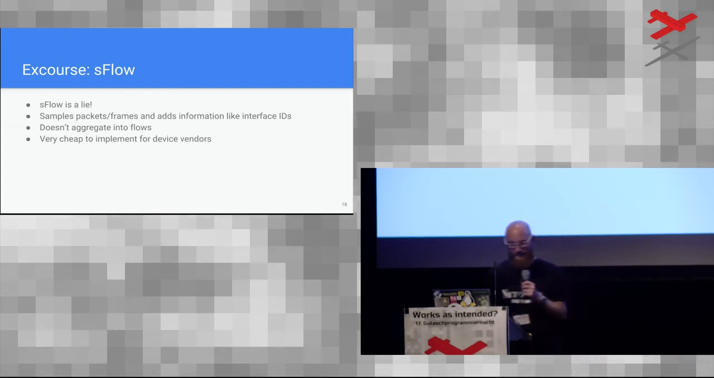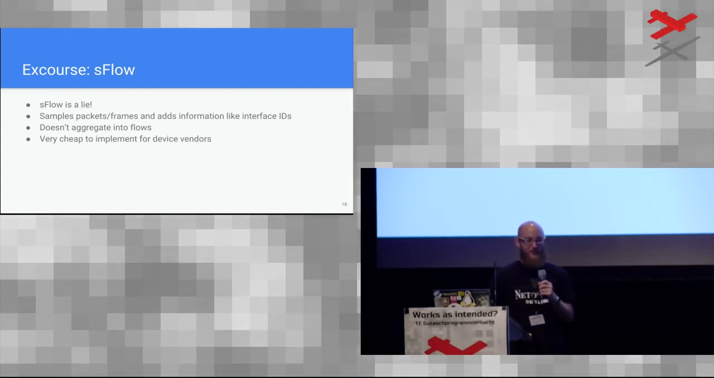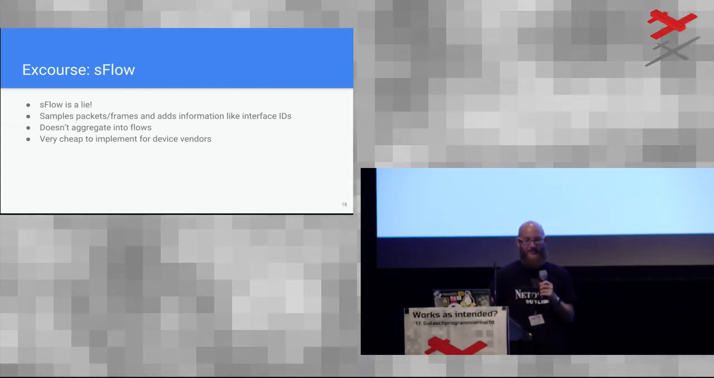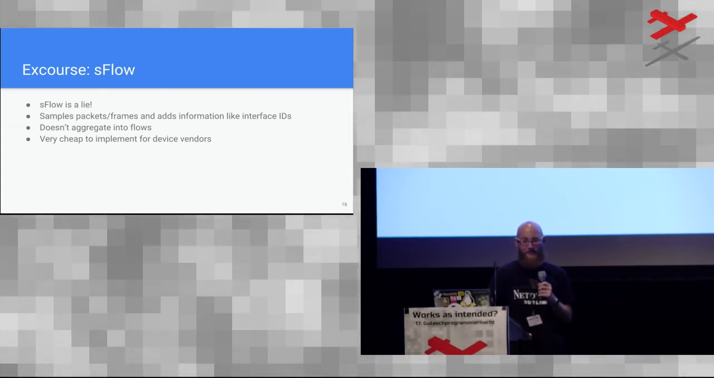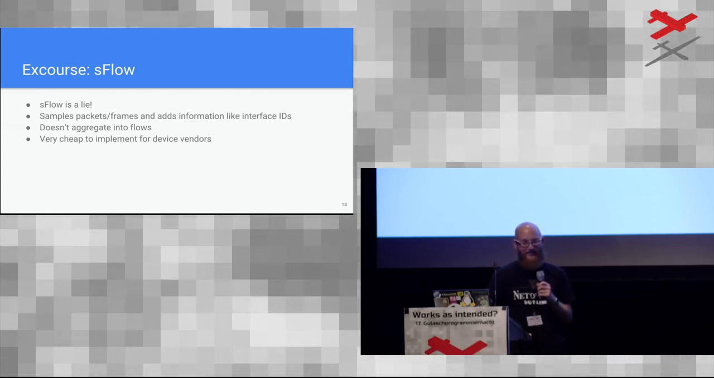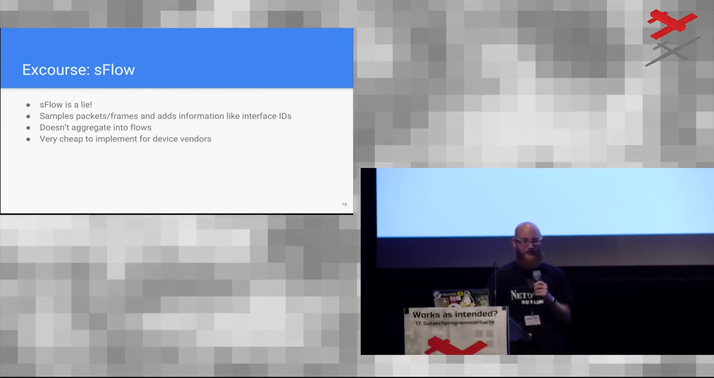Correct me if I'm wrong, but it doesn't aggregate into flows at all. It's not tracking all the flows that are passing through a router. So this is very cheap to implement for device vendors, but accuracy-wise, I think it's not the best thing to do. And sFlow is currently not supported in tflow.